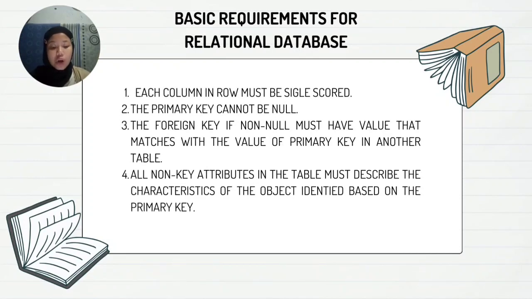Basic requirements for a relational database. One, each column in a row must be single valued. Two, the primary key cannot be null. Three, the foreign key, if not null, must have a value that matches the primary key in another table. Four, all non-key attributes in the table must describe the characteristics of the object identity based on the primary key.